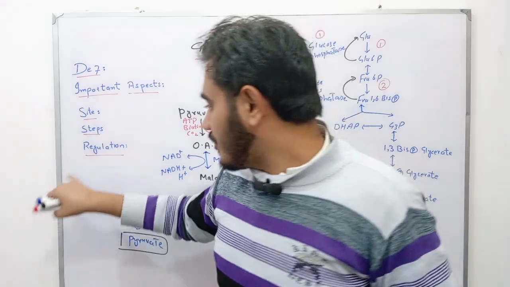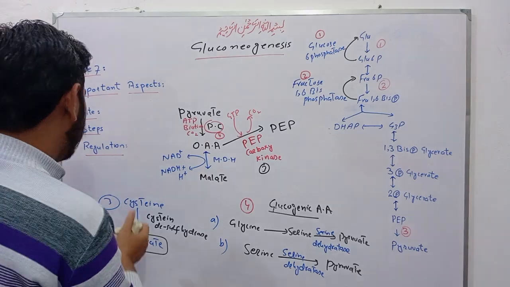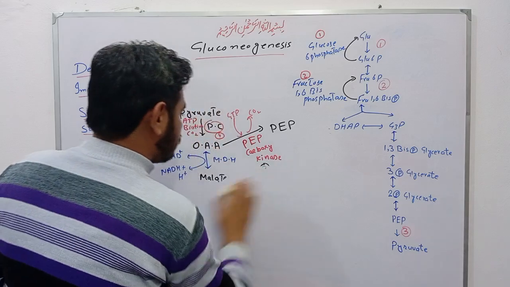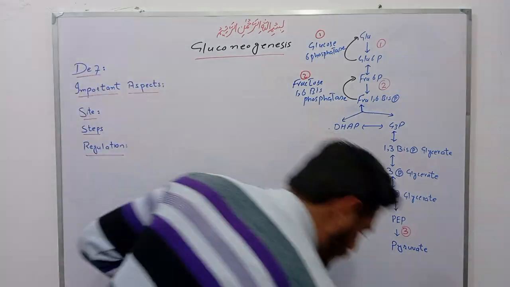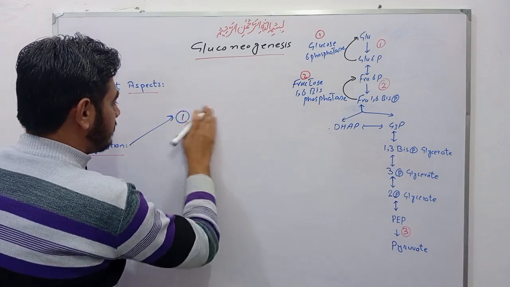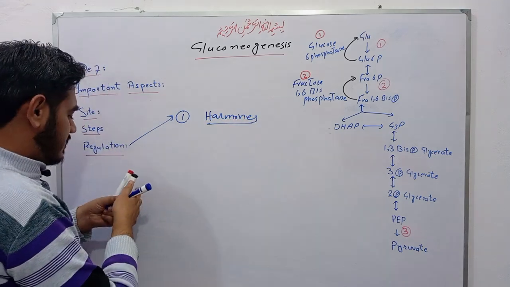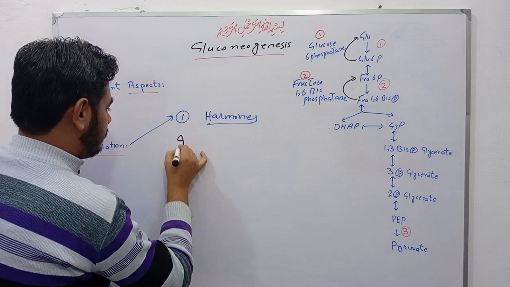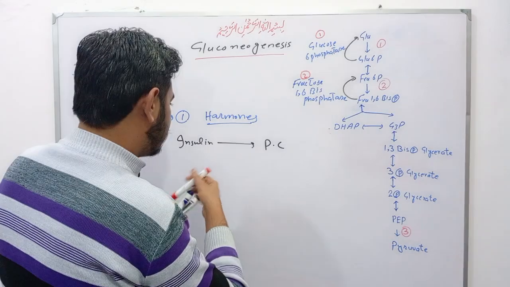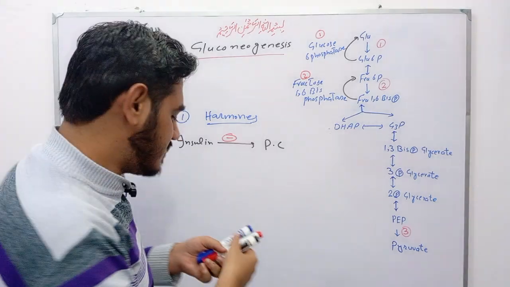Now coming toward the regulation of gluconeogenesis. The regulation takes place in three ways. First one is through hormones. Insulin inhibits the pyruvate carboxylase enzyme. In this way it inhibits the gluconeogenesis process.